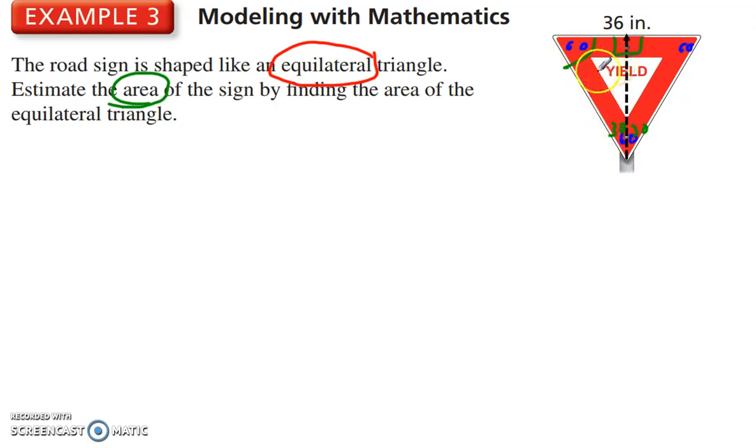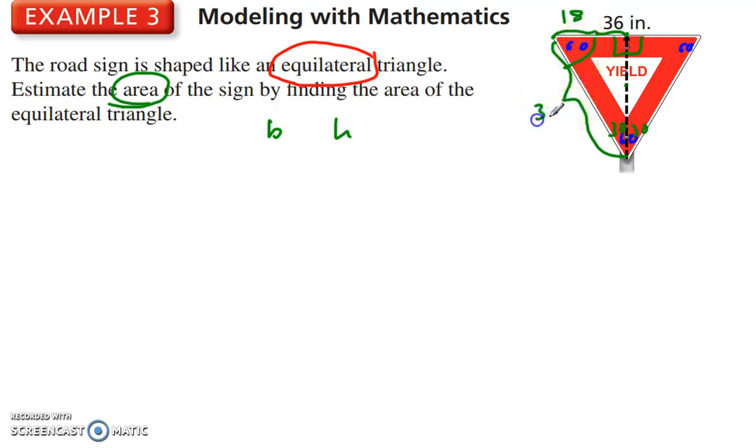I know a 30-60-90, okay? Now to find the area of a triangle, I need the base and the height. Well, I could use the 36 as the base, but I don't know the height. Well, now I have a triangle here, and I could use this as the height. I can find this short side here, or I can find this long side. I know the short side, this is half of 36. So that would be 18 right there.